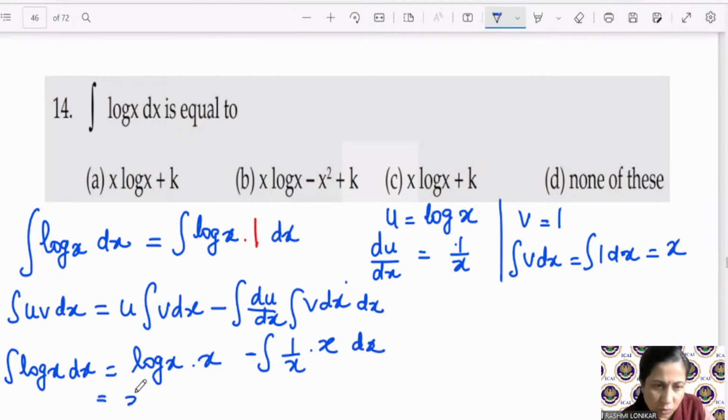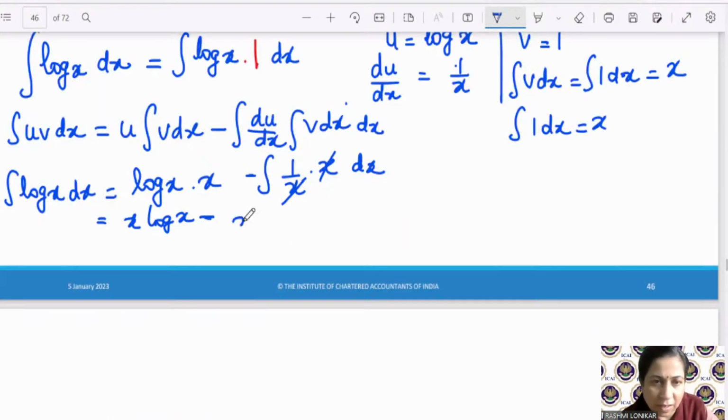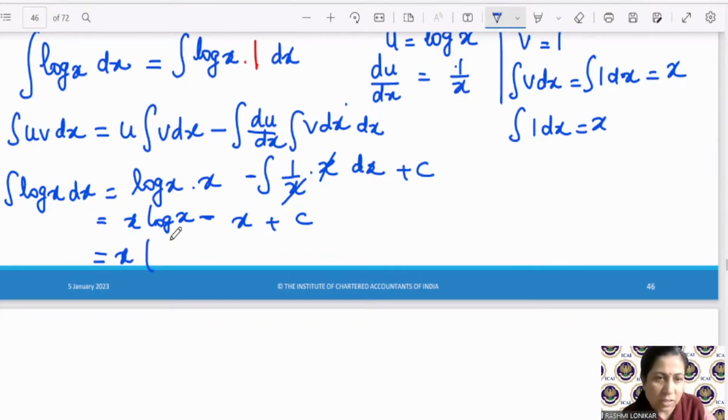So this is equal to x log x minus, this x will cancel with this x, so integral of 1 dx. How much is integral of 1 dx? It is equal to x. So minus x plus c. So this is the answer. Or you can even write it as x log x, oh sorry, x into log x minus 1, plus c.